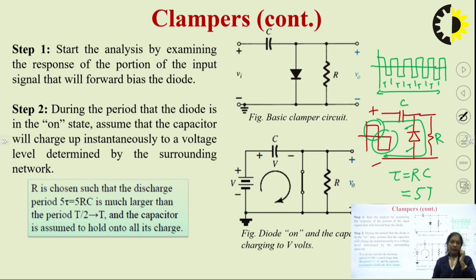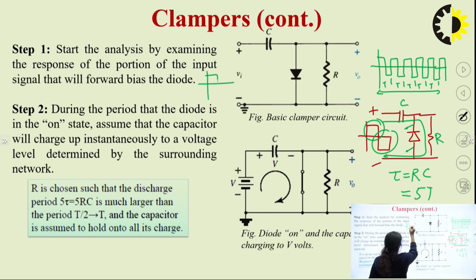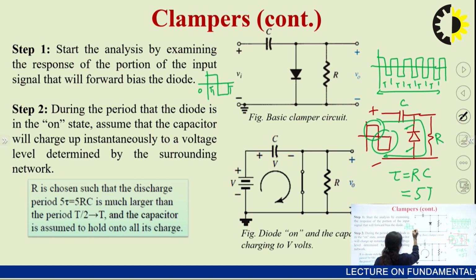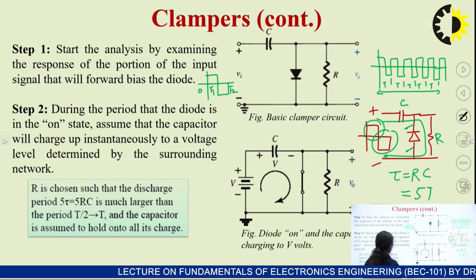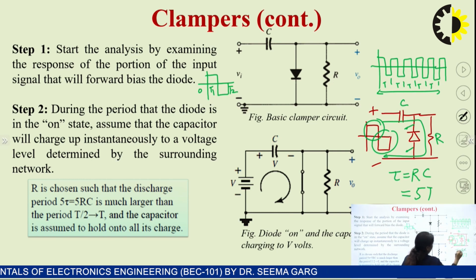So always remember, in the case of clamper circuits, we start the analysis whenever the diode comes into the forward bias state for the first time. So let us discuss this first circuit. Here, let's say this is the input signal we are applying. During the time period 0 to T1, and let's say this is T2.